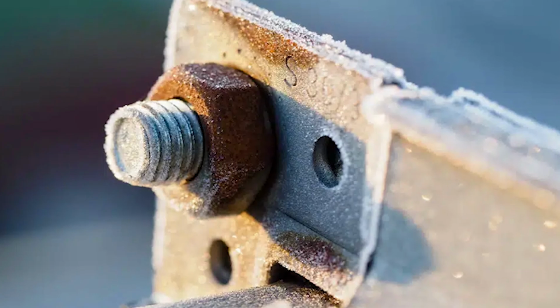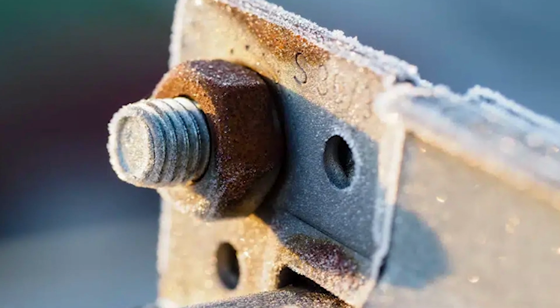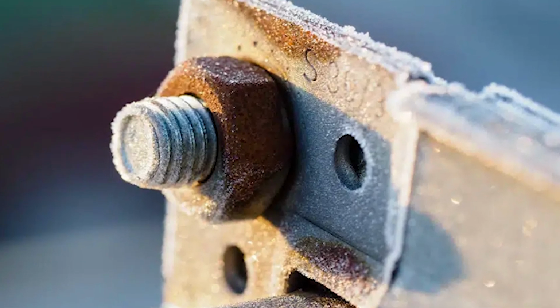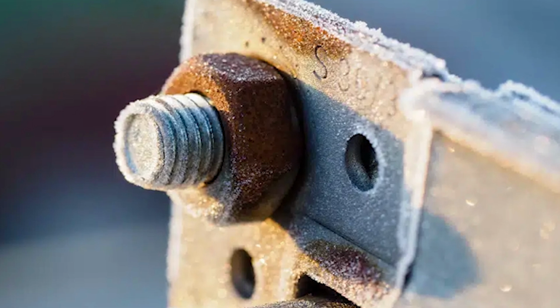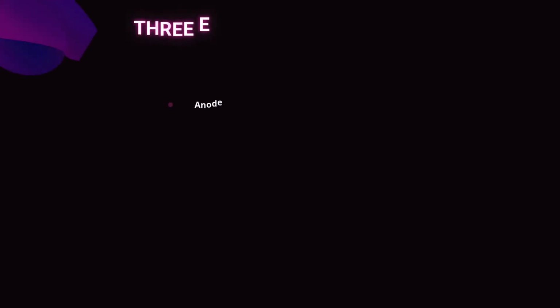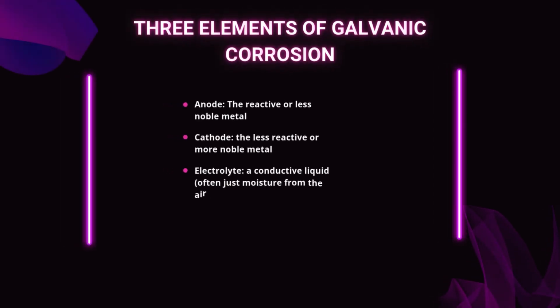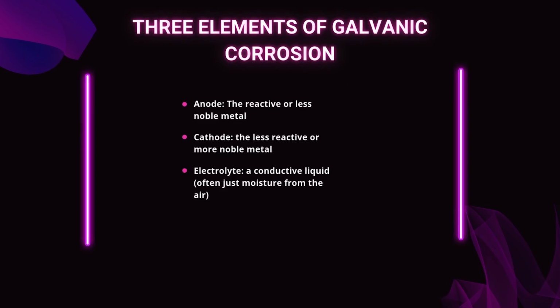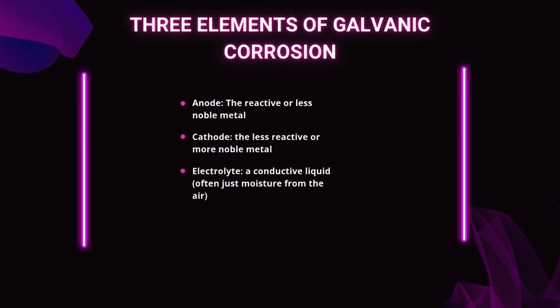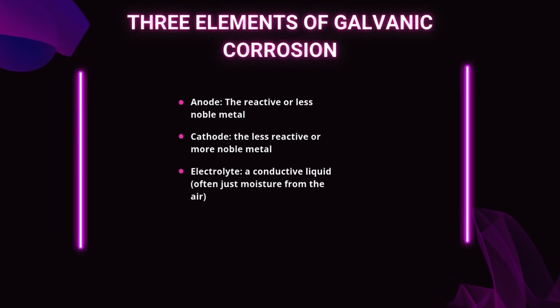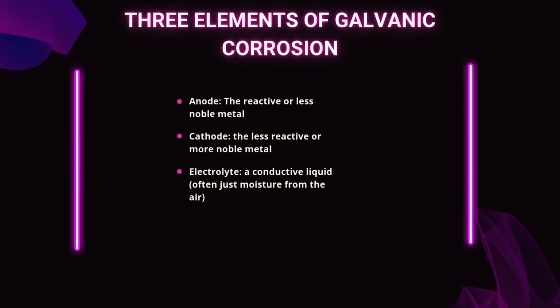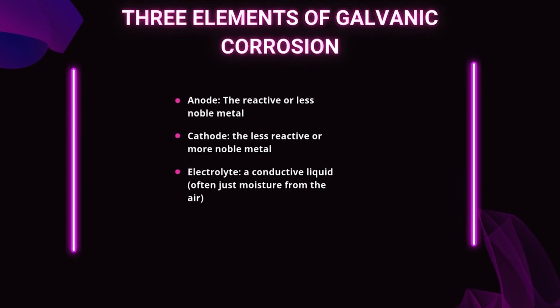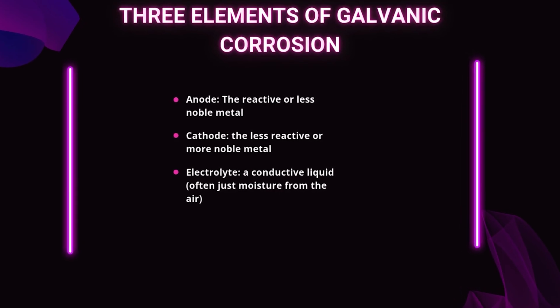So what exactly is galvanic corrosion? Think of it as a tiny unwanted battery. Galvanic corrosion occurs when three elements are present: an anode, the more reactive or less noble metal; a cathode, the less reactive or more noble metal; and an electrolyte, a conductive liquid, often just moisture from the air. And I really hope I'm pronouncing these correctly. So when these three elements connect, the anode metal will corrode at an accelerated rate to protect the cathode.